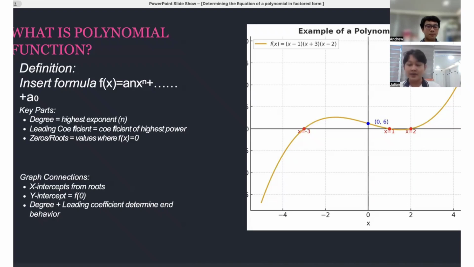These are not just numbers, they define the entire shape of the graph. In the graph, we can see the polynomial function f of x equals x minus 1, x plus 3, x minus 2. We can see the x-intercepts from the roots. The y-intercept comes from substituting x equal to 0, and the degree with the leading coefficient determine the end behavior: whether the graph goes down, goes up, or both.